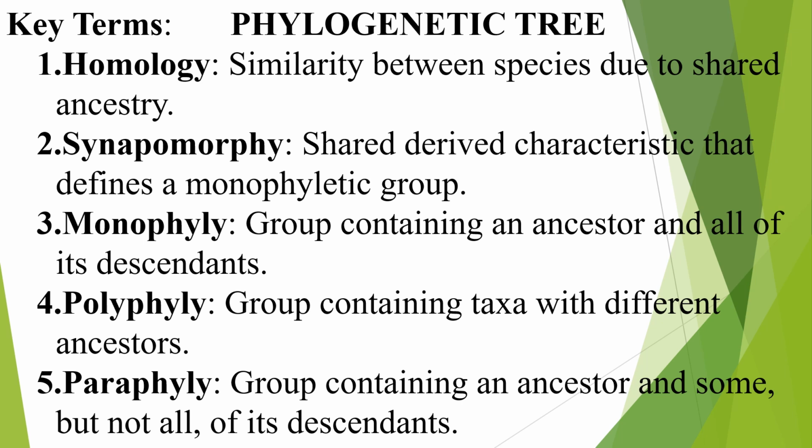Key terms. 1. Homology. Similarity between species due to shared ancestry. 2. Synapomorphy. Shared derived characteristics that define a monophyletic group. 3. Monophyly. Group containing an ancestor and all of its descendants. 4. Polyphyly. Group containing taxa with different ancestors.